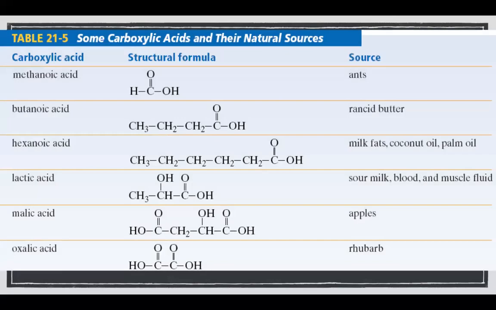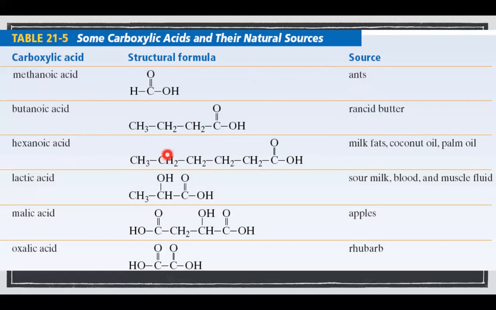Okay, and some other examples of carboxylic acids. We have methanoic acid, which is the acid that is in ants. So sometimes when an ant bites you, you have a reaction to that. That's from the methanoic acid. In rancid butter or rotten butter, it produces butanoic acid. Milk, fats, coconut oil, and palm oil contain hexanoic acid.